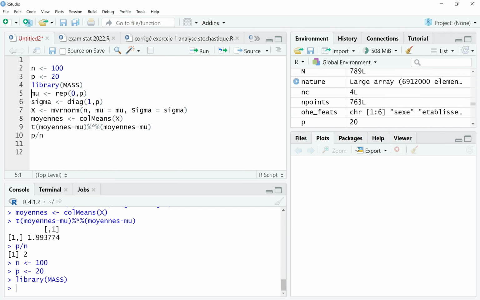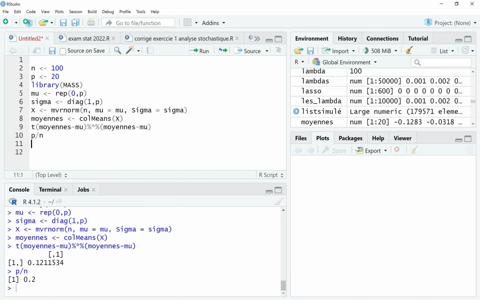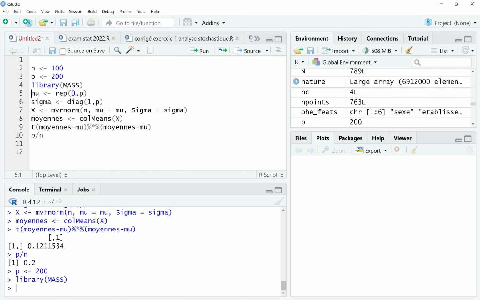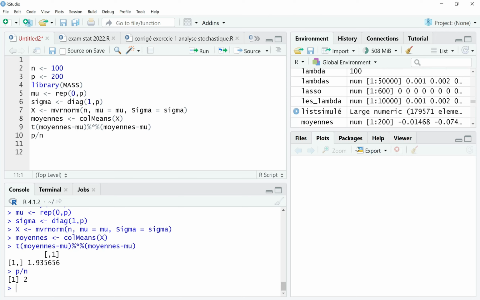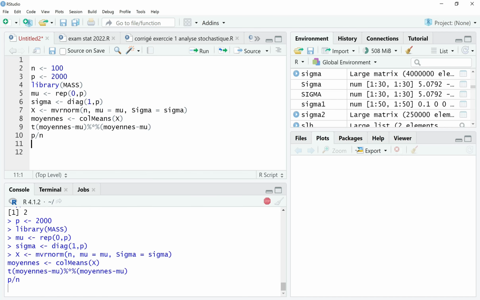Let's start with just small variables. Okay, with small variables, the mean squared error is 0.2. Let's increase it to 200 variables. It becomes 2. Let's get a little crazy with the numbers and use 2000 variables. It's going to take a little bit of time to calculate it.